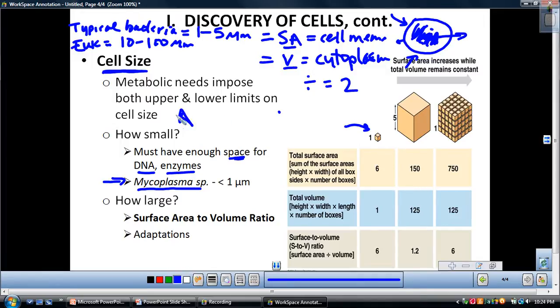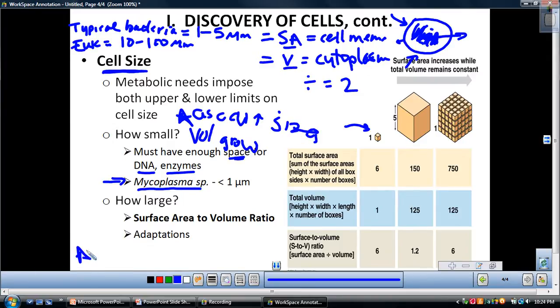But the one thing I want you to write down right here, put a little star, is this: as the cell increases in size, the volume grows proportionately more than the surface area. Okay, so as the cell increases in size, the volume, which is everything on the inside, the cytoplasm, grows proportionately more than the surface area. Okay, so you're going to be able to see this.